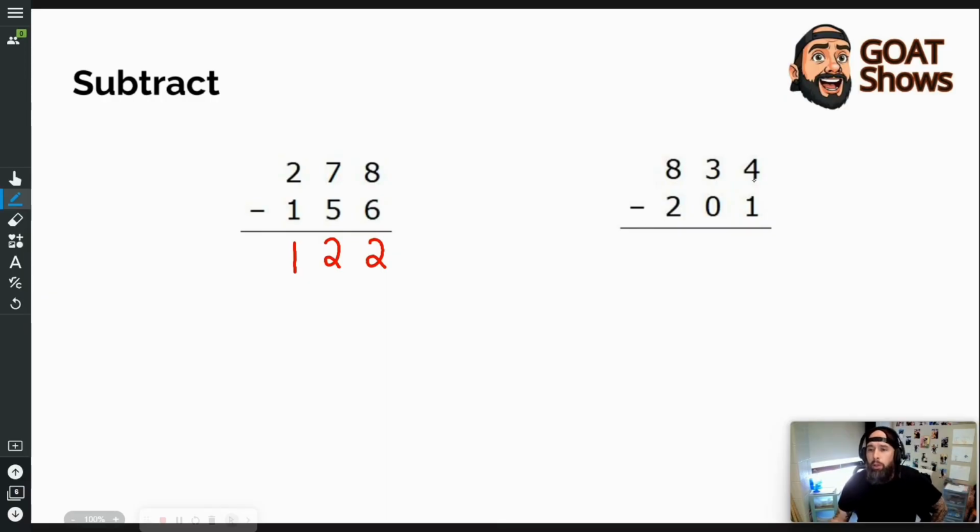How about 834 minus 201? All the way to the right. 4 minus 1 is 3. 3 minus 0 is 3. 8 minus 2 is 6. So we end up with 633.